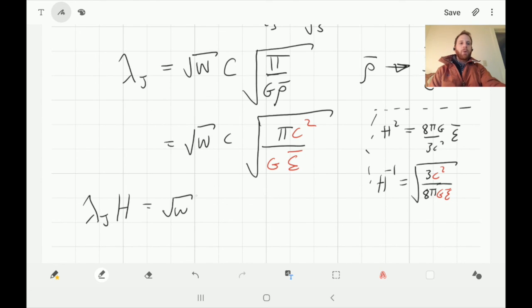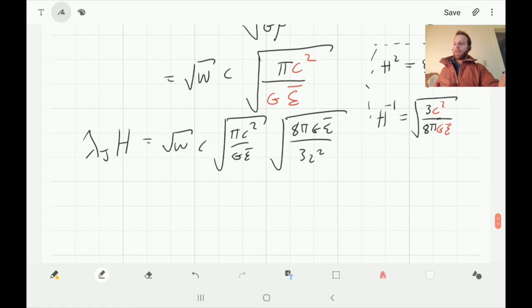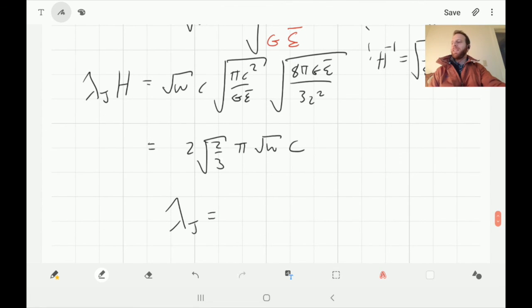Well, that would be the square root of w c, square root of pi c squared over G epsilon bar, times the inverse of that, 8 pi G epsilon bar over 3 c squared, and a bunch of things cancel, and I claim that if you do this carefully, you will find that this cleans up quite a bit to 2 square root of 2 over 3, there's a pi, and a square root of w, and a c. More or less. Okay, good. What does that mean? The Jeans length can be written as 2 pi square root of 2 over 3 square root of w c H inverse.